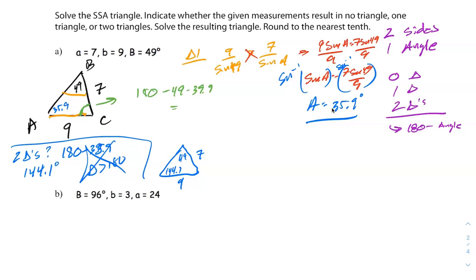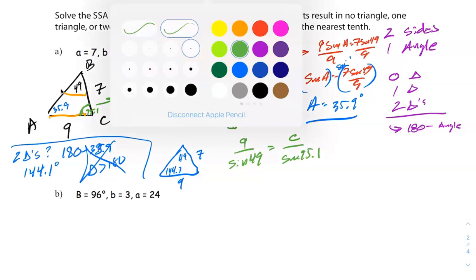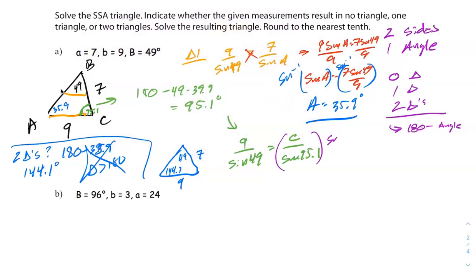And that'll get me 95.1. So now I have all my angles. If I want to find the missing side, let's do law of sines again. So we're going to do 9 over sine... I always like to use the one that was given to us. It's a little easier. Equals c over sine of 95.1. Multiply both sides by sine of 95.1, and I get c equals 11.9.